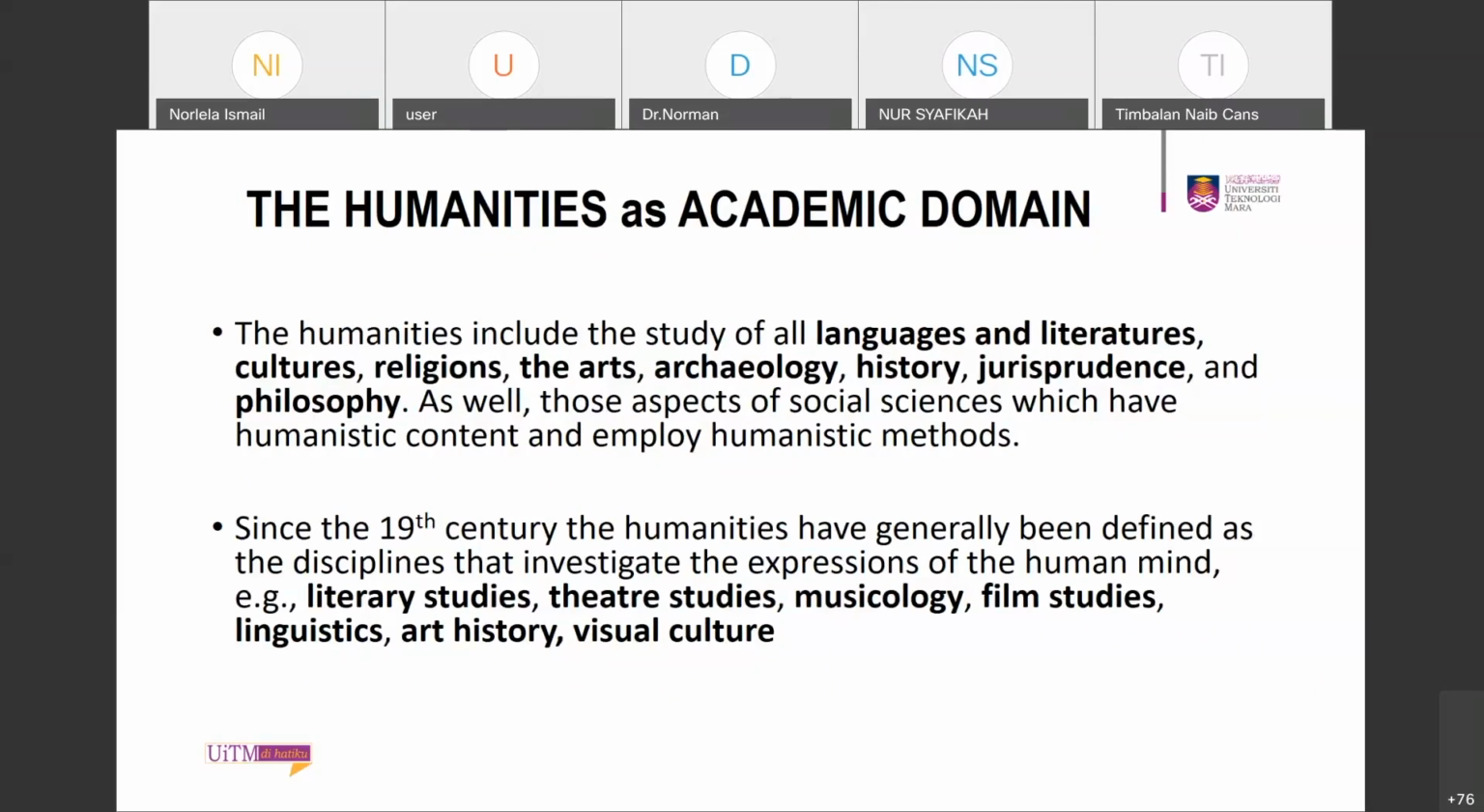Since the 19th century, the humanities have generally been defined as the disciplines that investigate the expressions of the human mind. So all humanities disciplines that deal with the arts and creative fields of study are normally grouped under the umbrella of the humanities. For example, literary studies, theater studies, musicology, film studies, linguistics, art history, visual culture, and there are more, of course. All these disciplines are critical studies of each creative field, like literary studies, theater studies, and musicology. So these are critical studies actually.